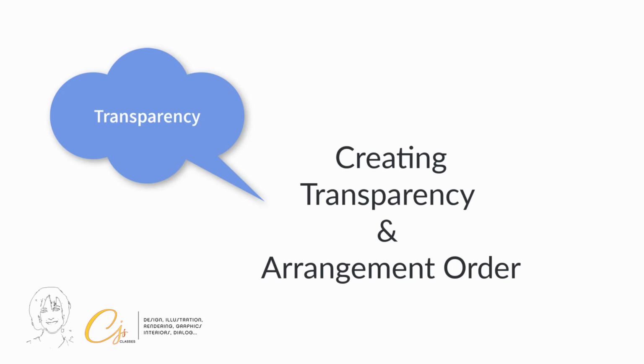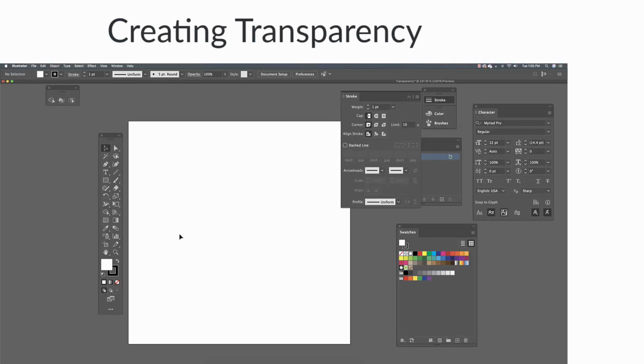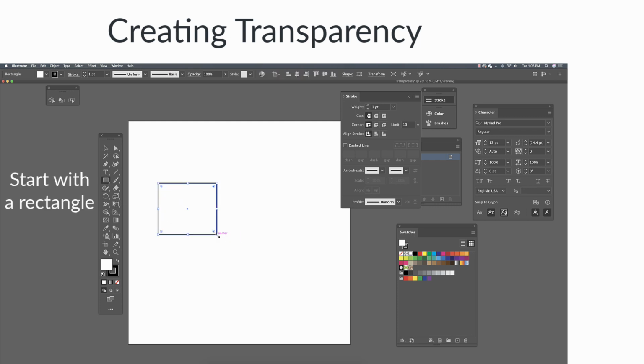In this short video, we explore object transparency and arrangement order in Adobe Illustrator. Let's begin practice on an artboard with the main toolbar and the control panel deployed. Start by creating a rectangle.